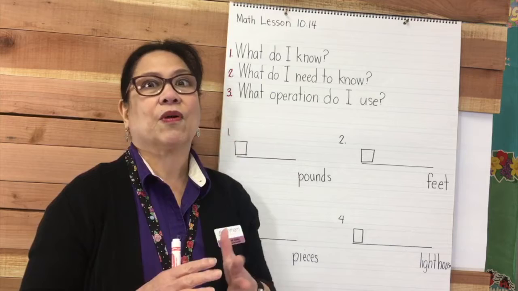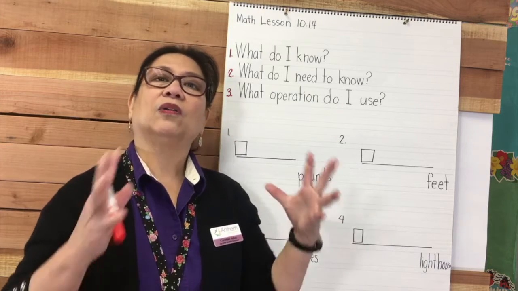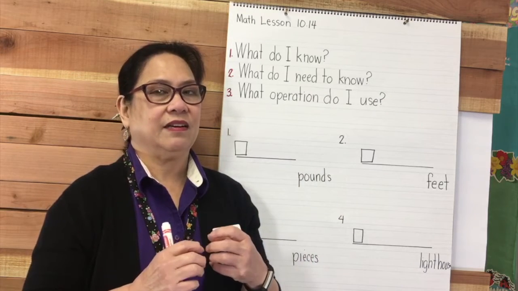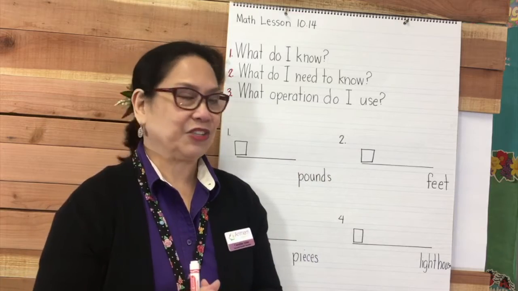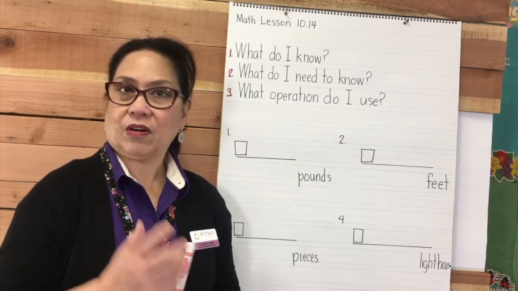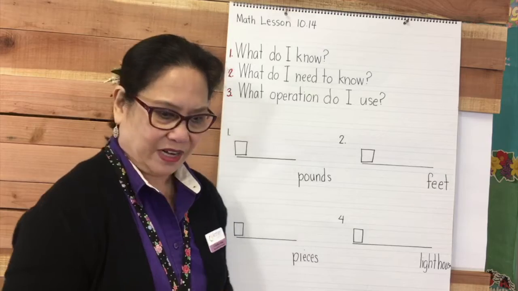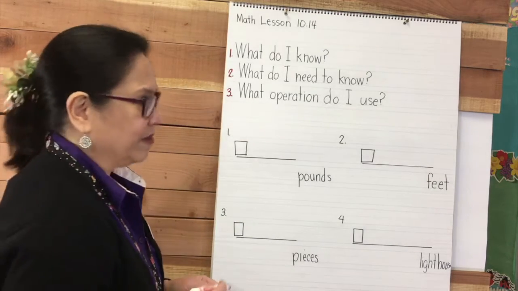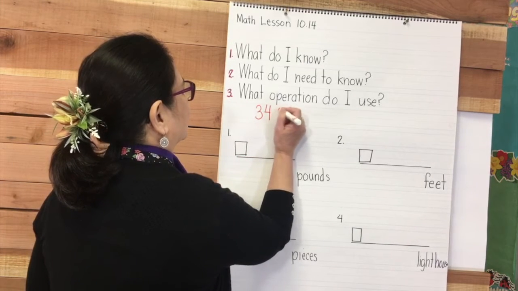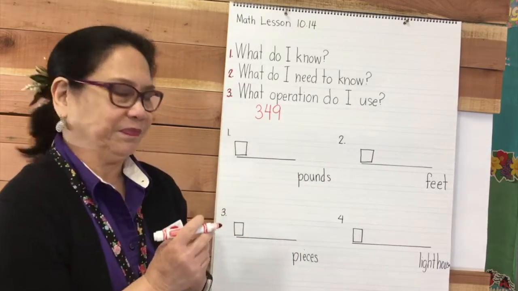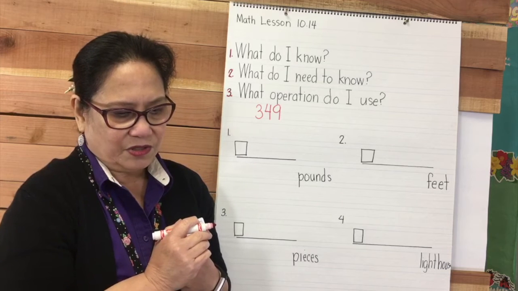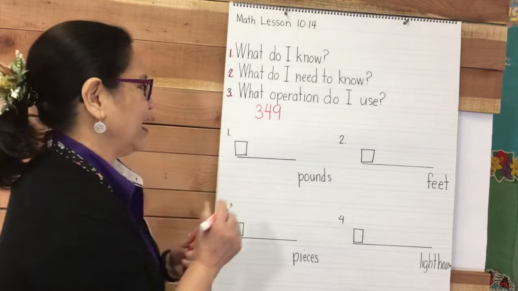Now, that is your clue word, all together. When the question asks all together, we know that that is a plus. Let's go back. What do I know? Well, if you look at your problem, you know there are 2 kinds of numbers that we already know. They used 349 pounds. What else do we know? Well, we know that they used 105 pounds to make the anchor.